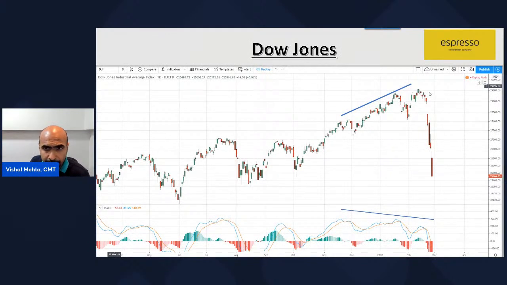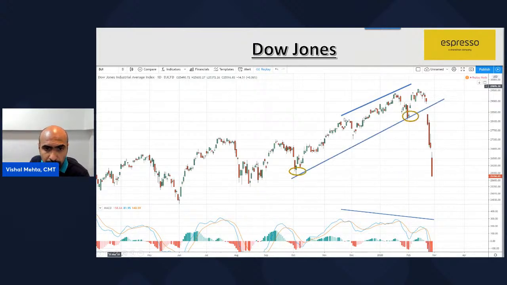Let's take another example, an example of Dow Jones. Similarly, in 2020, you can see the prices were going up, up, up. The divergence was actually not signifying that, because here a negative divergence was happening.